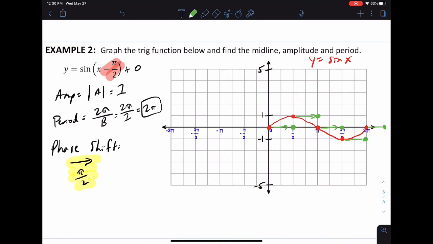So now we're not starting at 0, 0 anymore. We're starting at pi over 2, 0. So our new graph is going to go here. It's going to have the same shape. It's going to look very, very similar to what the red one did. Let me put the red one back in. It just got shifted to the right pi over 2 units because of this guy here. Okay?